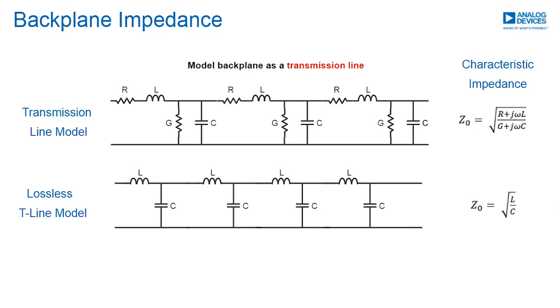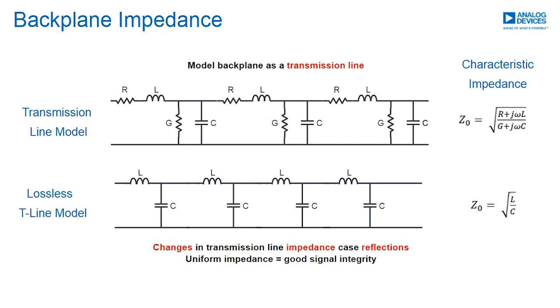The key thing to remember, and why we care about this backplane impedance, is that any changes in the transmission line impedance along the backplane will generate reflections. These reflections will adversely affect your signal integrity. So it's very important to try and maintain a uniform impedance across the whole backplane, because this will give you good signal integrity and reliable communication.